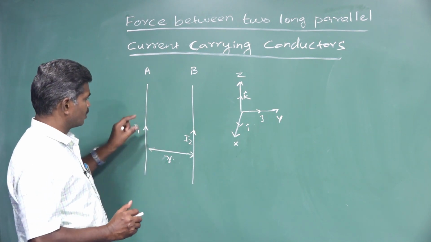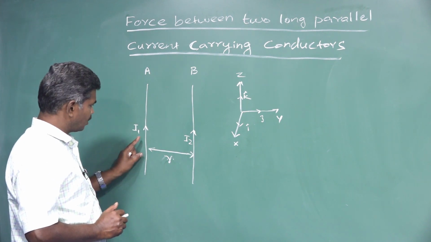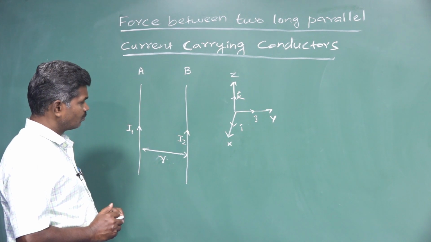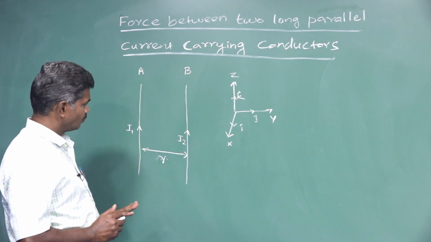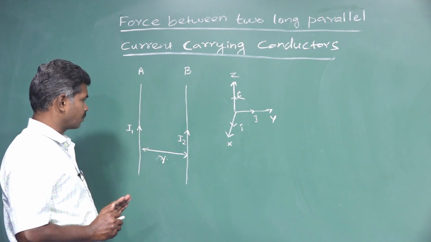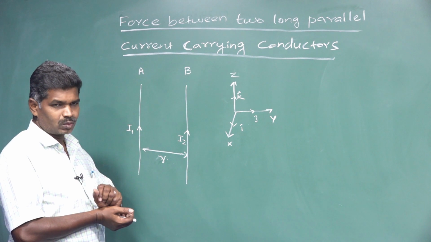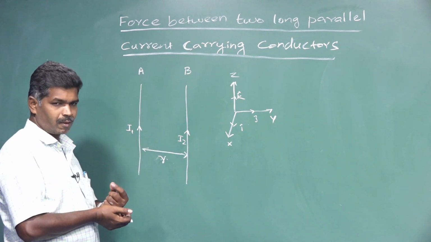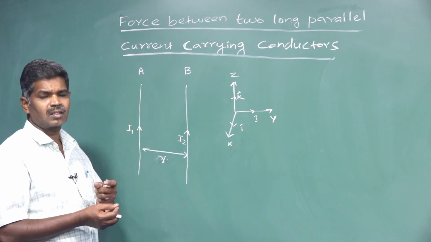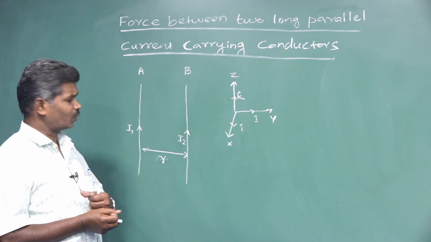Suppose now I take the first conductor, A. Through it, I1 ampere current passes. You don't need to consider the other conductor; this conductor alone we take now. Based on the current through conductor A, a magnetic field is produced around the current carrying conductor. We already know the concept: around the current carrying conductor, a concentric circular magnetic field is produced.